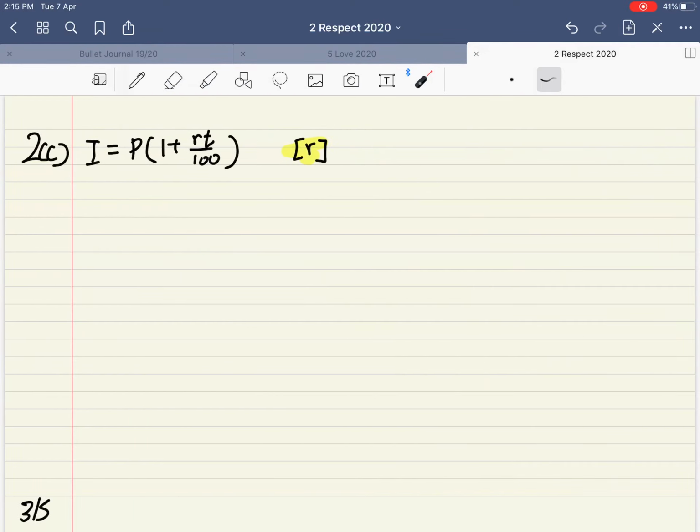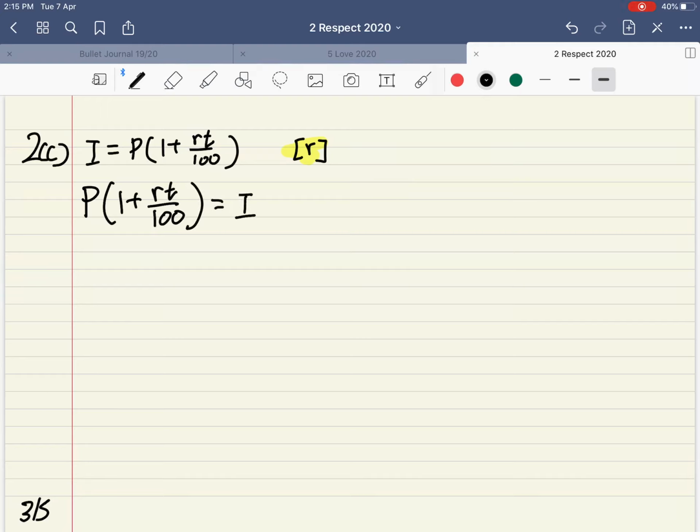Next example is over here. For 2c, there are different ways to do this, but let's just try one of these ways. First and foremost, I'm going to do the same thing I did with the first question. Since the variable r is on the right hand side and there's no r on the left hand side, I can do the flip. If I flip the entire equation around, I get P times (1 plus rt over 100) equals I.